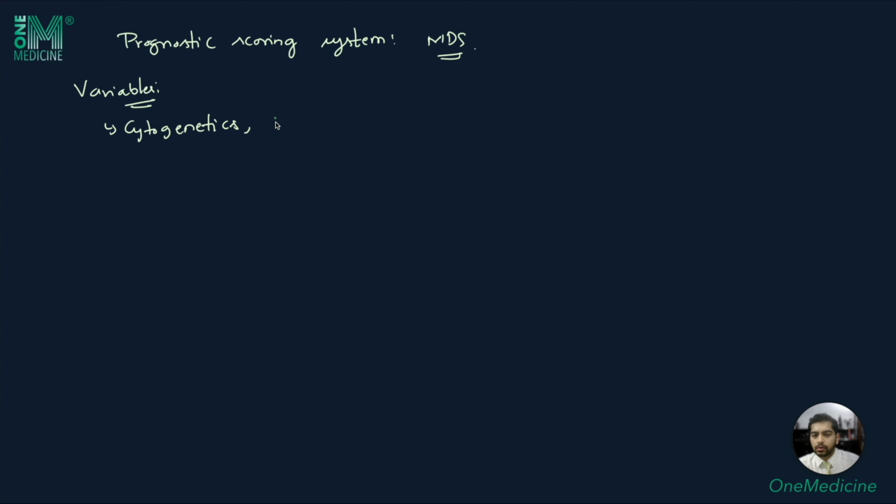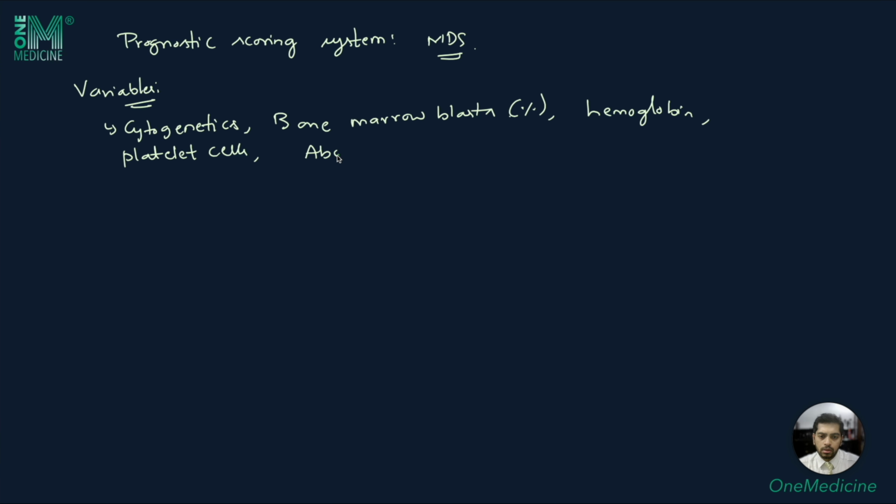Now, before we look at the treatment, let's look at a prognostic scoring system for myelodysplastic syndrome. This score takes into account various variables including cytogenetics, bone marrow blast in percentages, hemoglobin of the patient, platelet count, absolute neutrophil count, and adds all of these parameters to give a prognostic score.